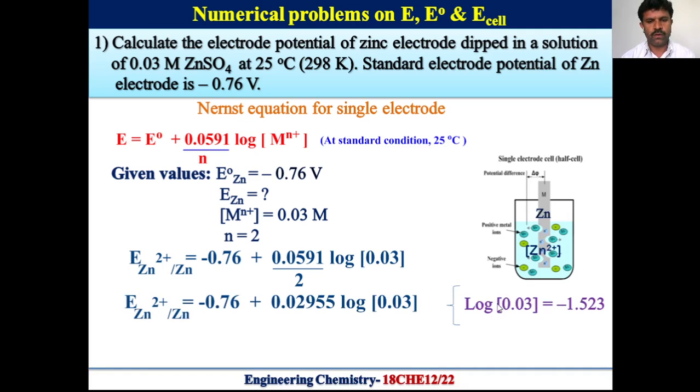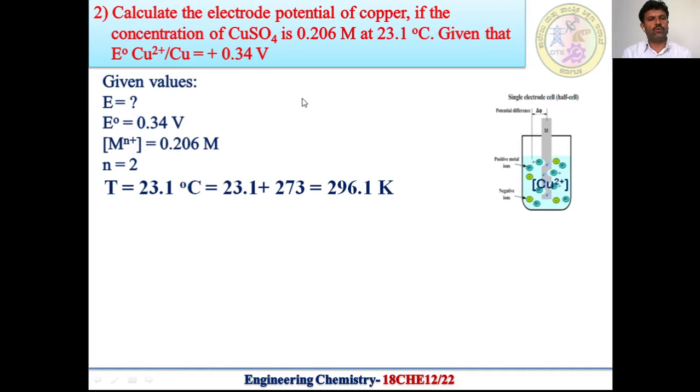Then the value of log 0.03 is equal to minus 1.523. After substitution and calculation, we will get the electrode potential of zinc is equal to minus 0.805 volt. So this is about the problem number 1. Let's move to the problem number 2.